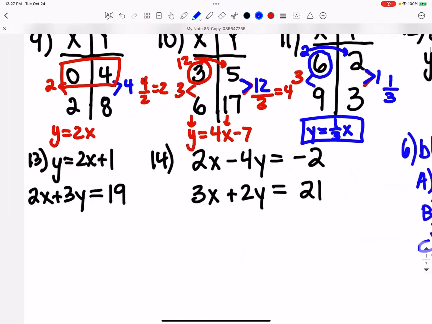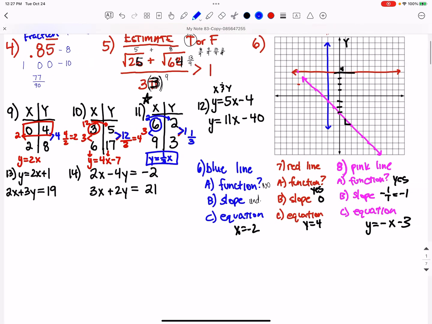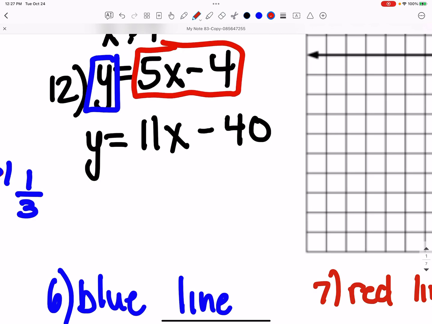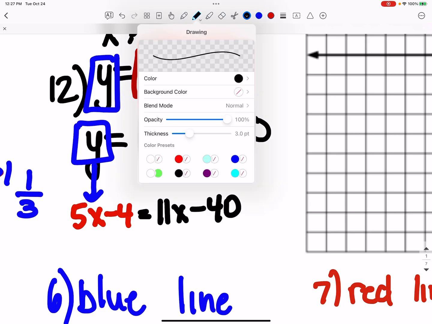Okay, let's see. 11, 12. Y is the same thing as 5x minus 4. So I'm going to take out this y, and I'm going to substitute in 5x minus 4 equals 11x minus 40. All right, let's zoom in. Let's make this pen smaller and zoom in.